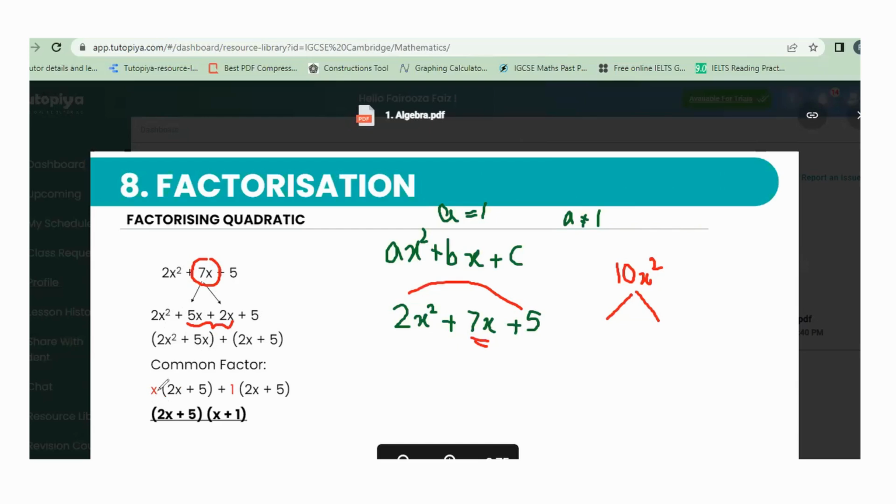Then I take the common factor out, which is x and 1. When you pull out the common factor, you will see that we have 2x plus 5 as common and x plus 1 as the remaining. So the answer would be 2x plus 5 and x plus 1 when we factorize this. Is this clear? Do you all have any questions? Was I too fast when I explained, or do you want me to explain it using a different example?